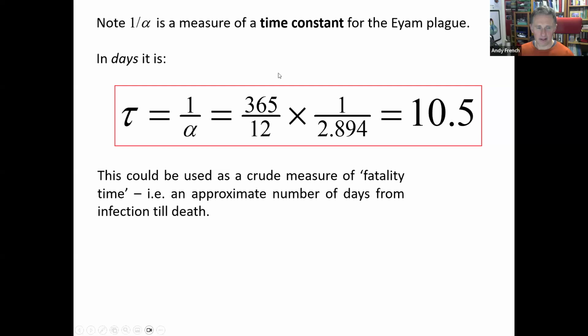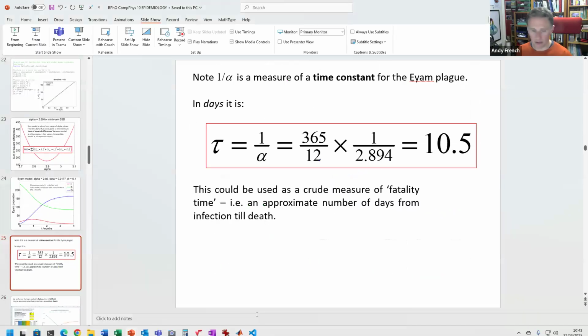So that gives us the time constant 1 over alpha of about 10.5 days. That's a crude measure of how long you've got, essentially, if you were to get bubonic plague in the 17th century. So that's a very useful number if you were modeling another kind of epidemic. Just briefly, we'll look at how this might be coded in Excel and then in Python.